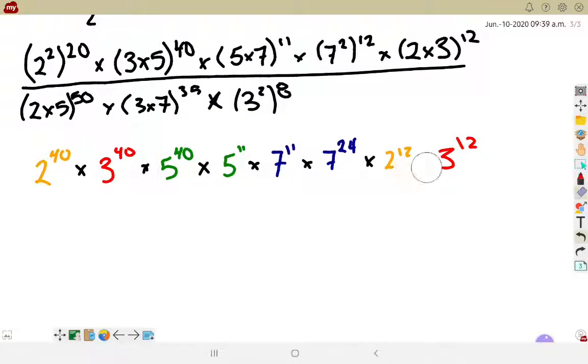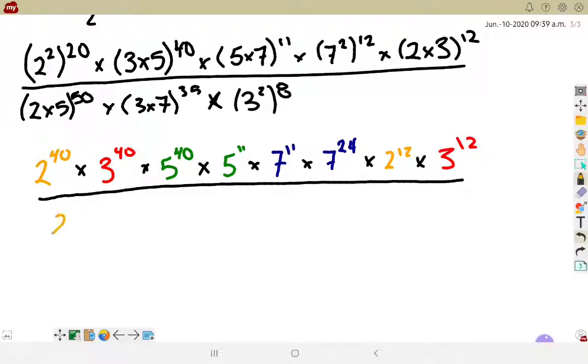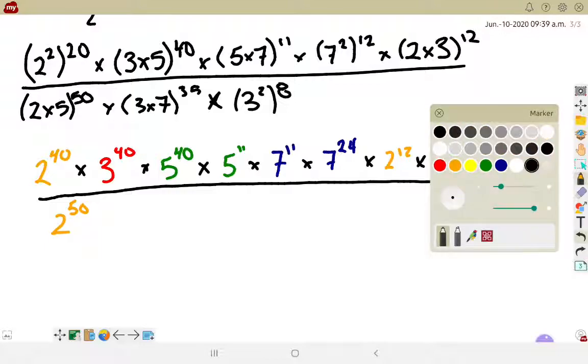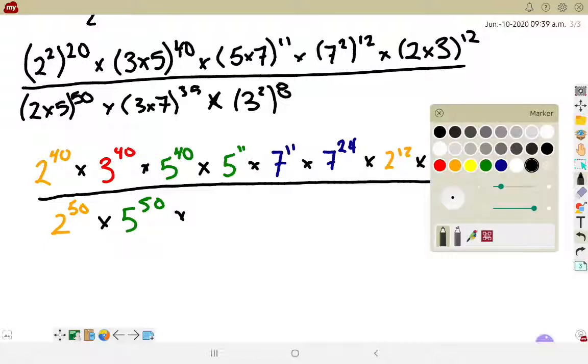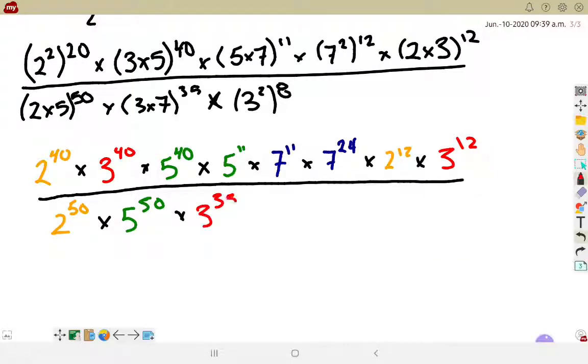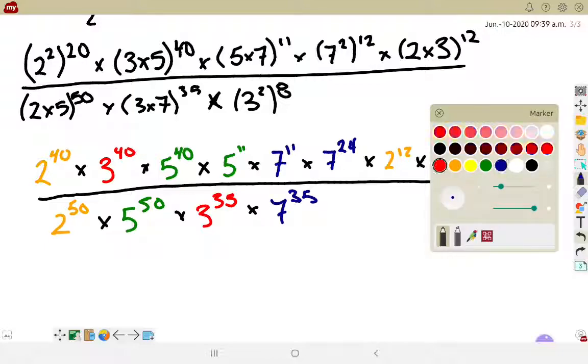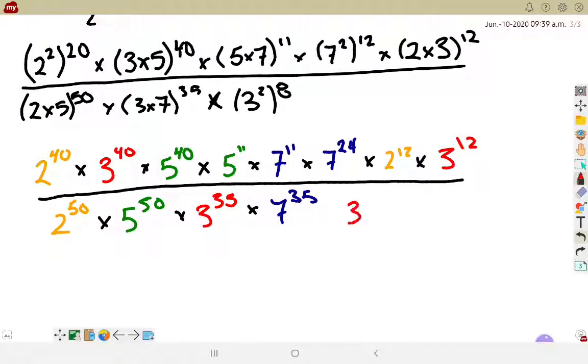All right, so my numerator now is written out in simple powers with nice simple bases that can't be broken down any further. Denominator now, so we get 2 with an exponent of 50 times 5 with an exponent of 50. 5 was green. And then we've got 3, and that's red, so we've got 3 with an exponent of 35, and then we've got 7, exponent 35. I wish I had a simpler way of switching colors. And the last one we have is 3 with an exponent of 16, because 2 times 8 is 16.